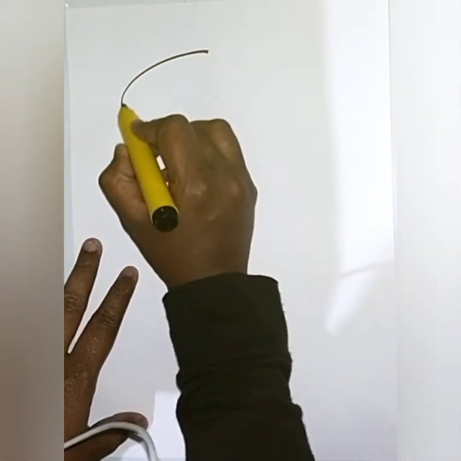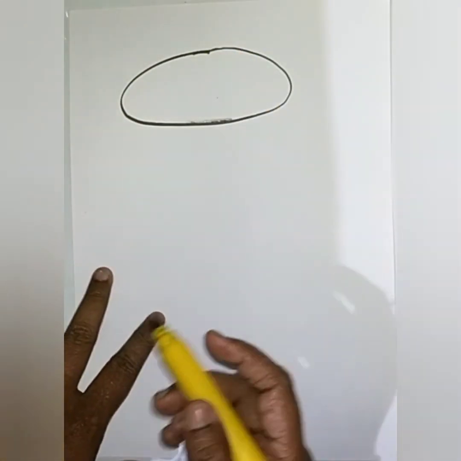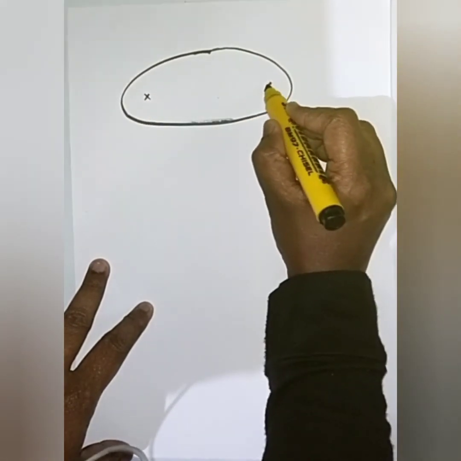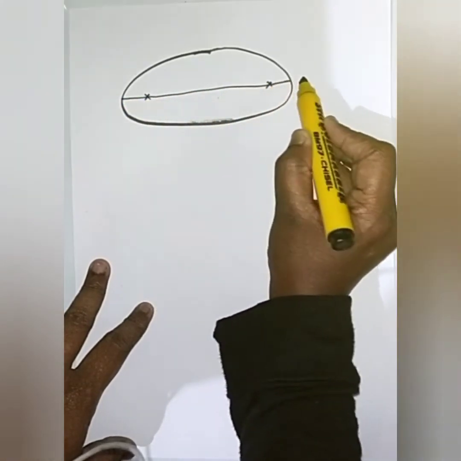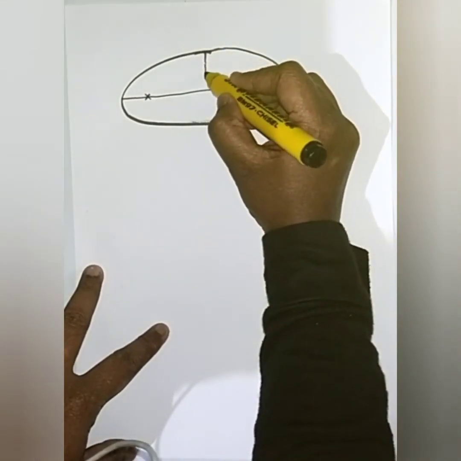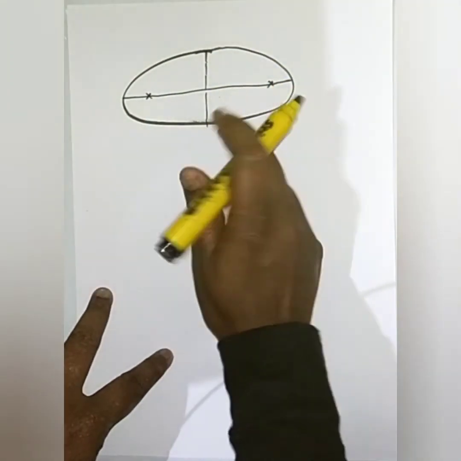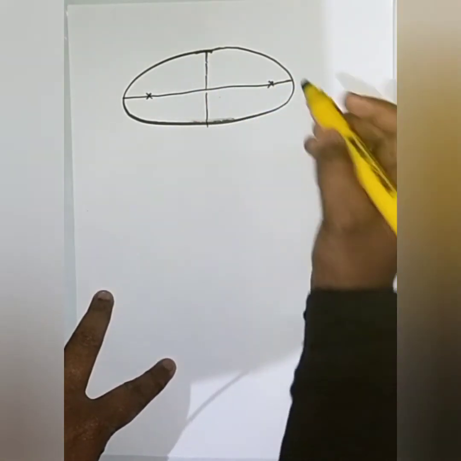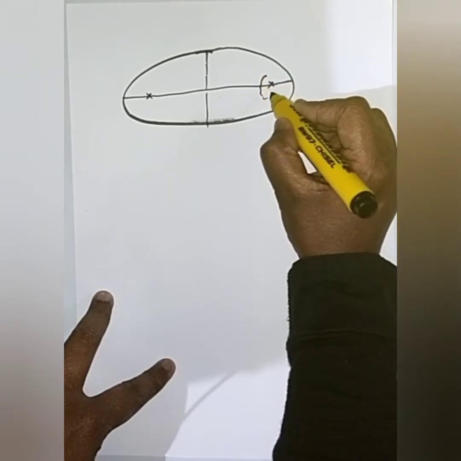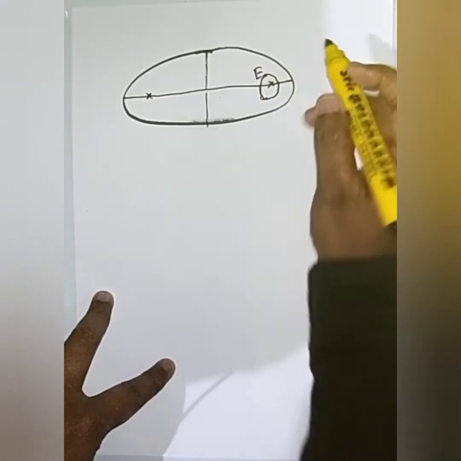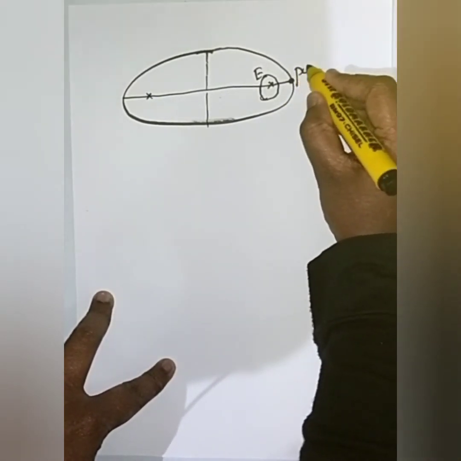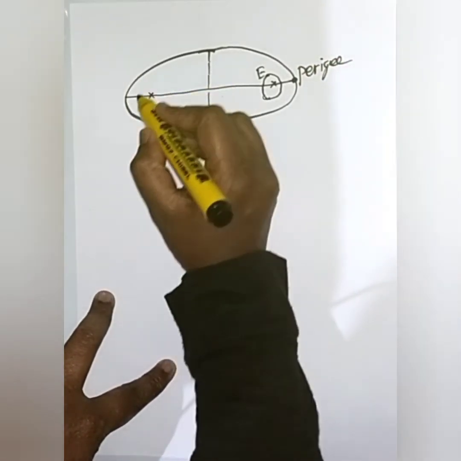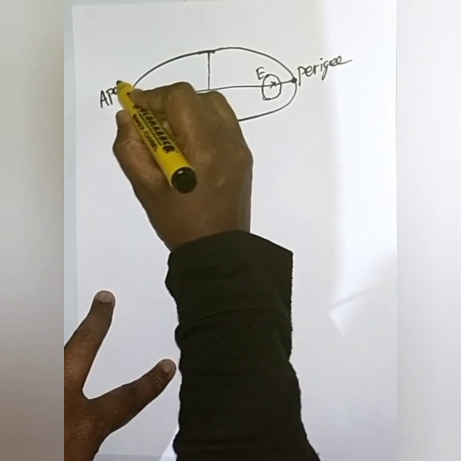So the next parameter. Let us assume an elliptical orbit. There are two foci, with a central axis connecting these two foci. This one is the major axis, and this one is the minor axis. Now the earth is situated at this point. So this point is called perigee, and this point is called apogee.